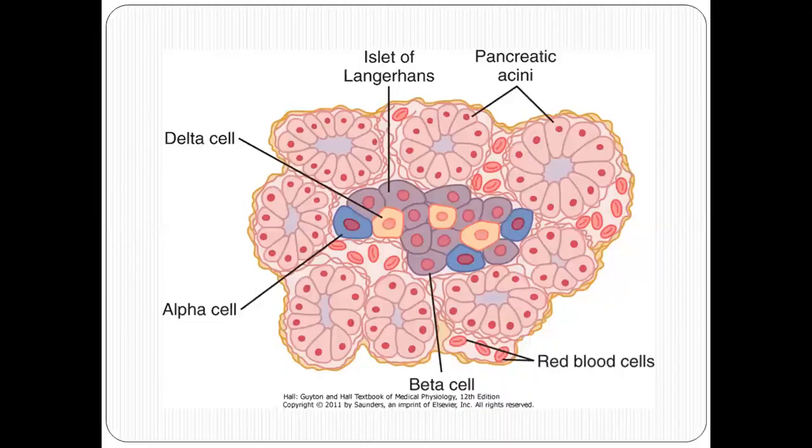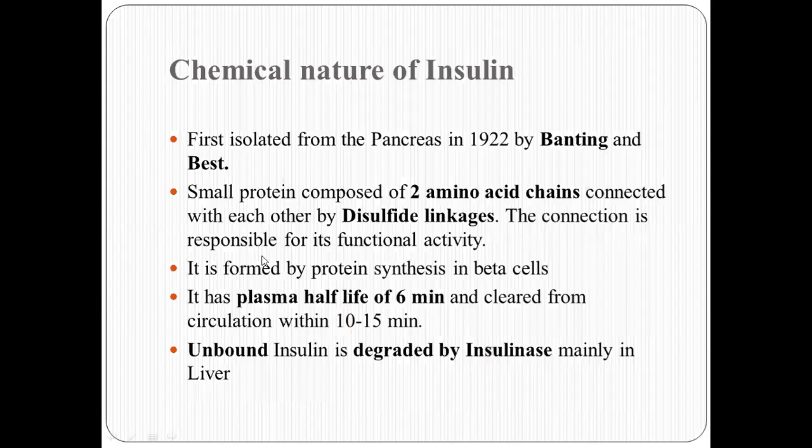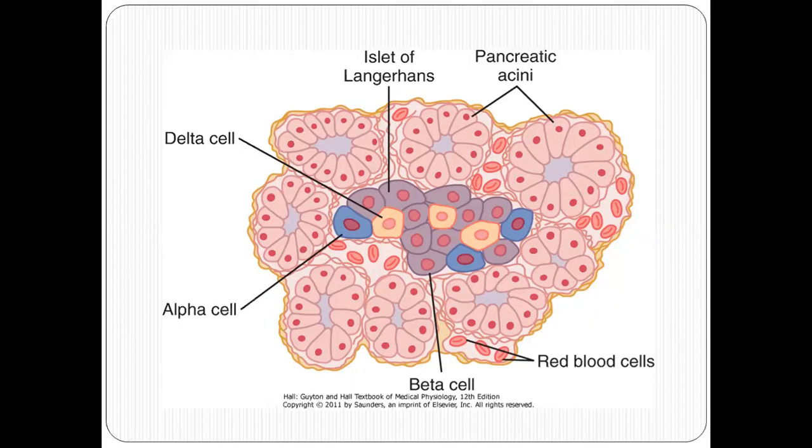So this is how the structure of the pancreas is. You have these pancreatic acini, and in between the acini, you have the islets of Langerhans. And these islets of Langerhans have the different types of cells: the alpha cells, the beta cells, the delta cells. So this is how the structure of the islets is.